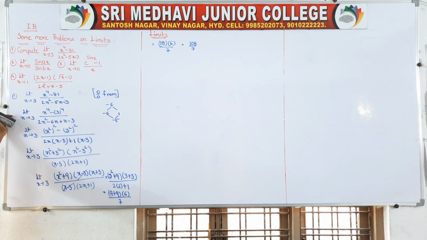Okay, so observe carefully. It is 0 by 0 form. If we substitute the limit value, it is 0 by 0. So it is of the form f of x by g of x.